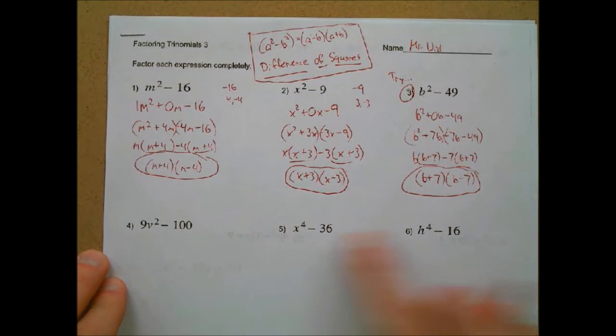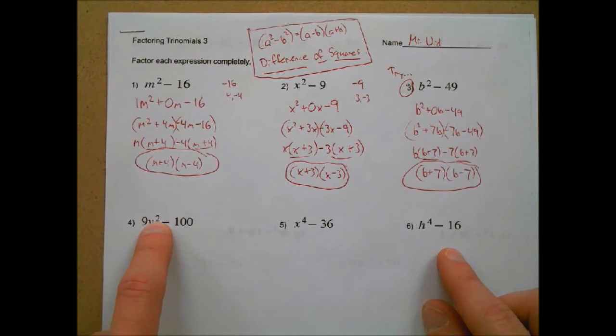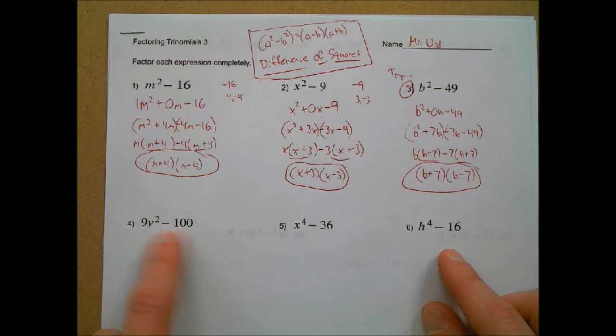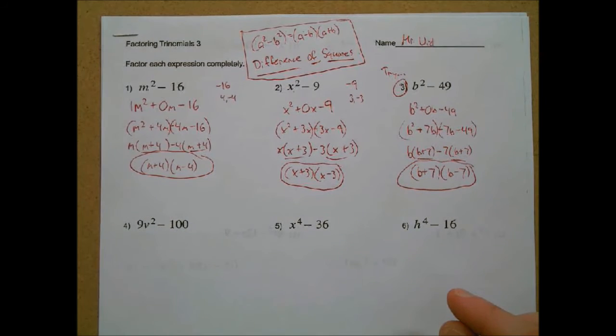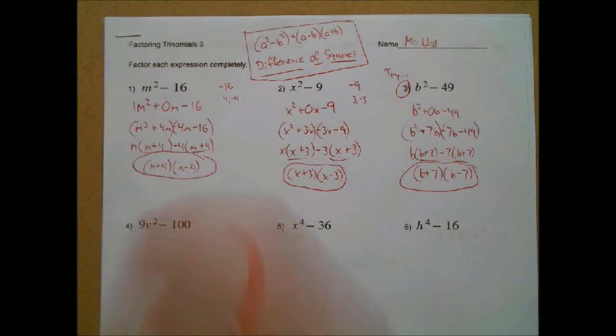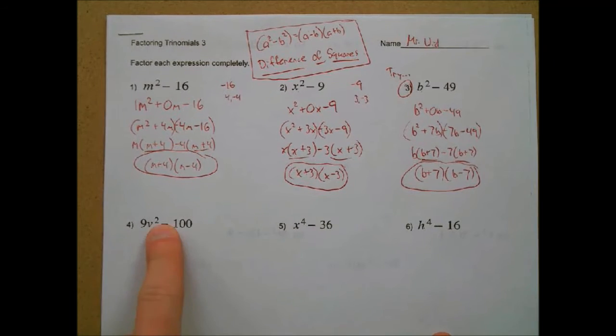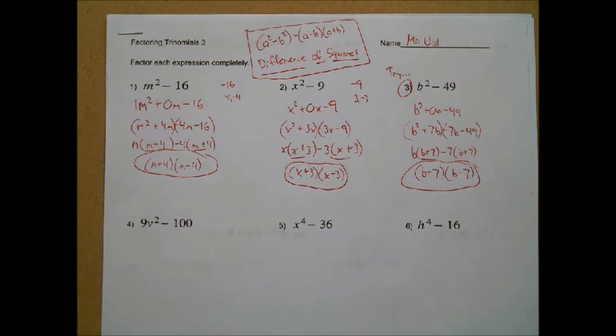Believe it or not, 9v squared minus 100, that is also a difference of perfect squares here. These are perfect squares. Number 7 is similar, but it's got an r to the 4th instead of squared there. Let me see here real quick. Do these all have coefficients, Dylan?